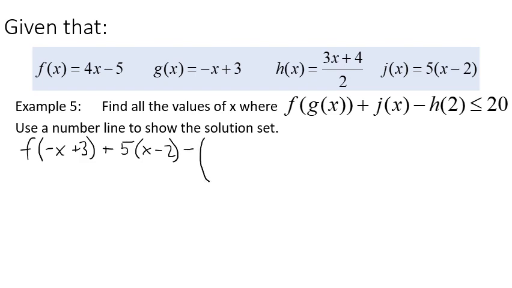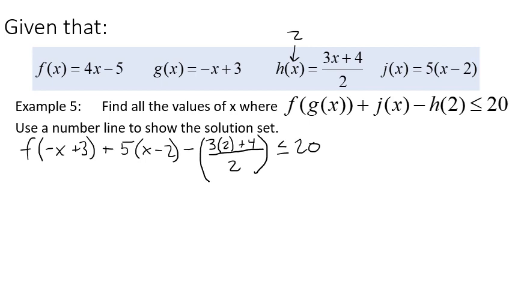I want to do a little work for h of 2. I'm plugging in 2 into my function h. So where I see an x, I'm putting a 2. So 3 times 2 plus 4 all over 2 is going to be h of 2. And then all of that is less than or equal to 20.